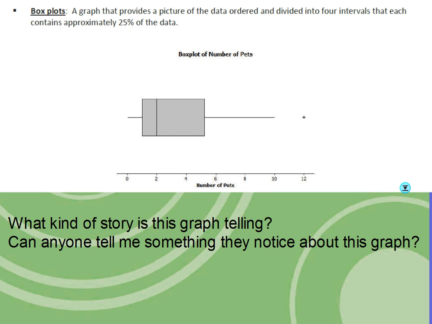Histogram. Alright, moving on. This is a box plot. When I was in school, it was called something else. Something whiskers. What was it? Box and whiskers. Box and whisker plot. It is divided into quarters. 25% of the data lies between each part of the box plot. And this box plot is showing the number of pets.